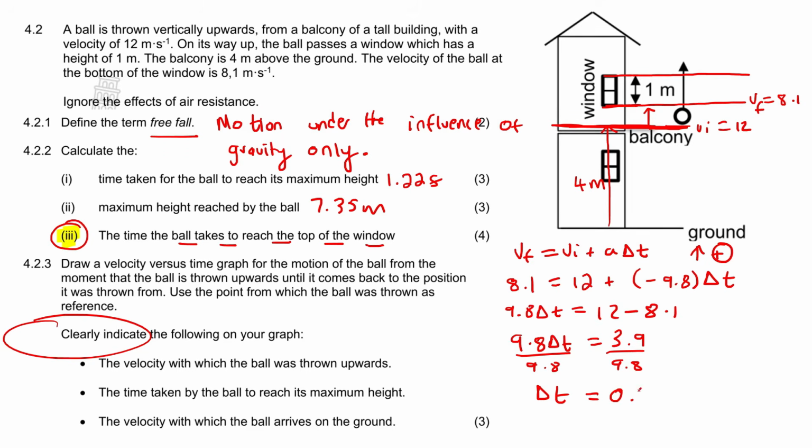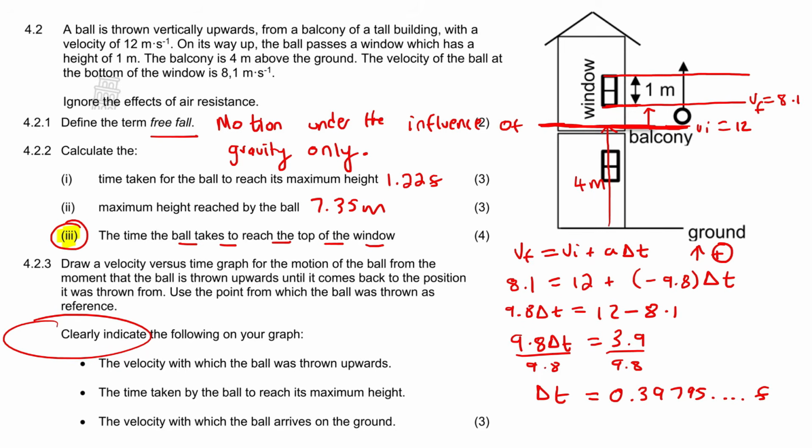So we're going to get 0.39795 and on and on seconds. Okay, we're going to keep that number because that is not the final answer. That is just the time from this level up to this level. But they want the time to go all the way to there.